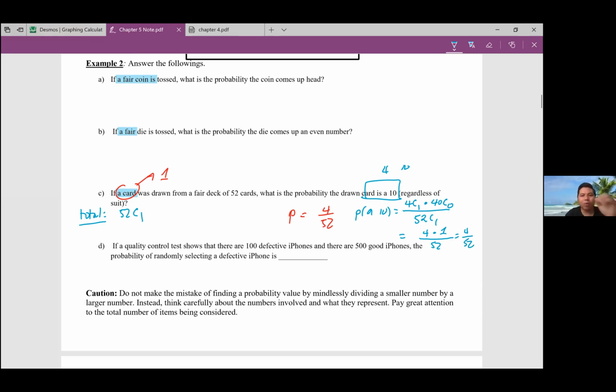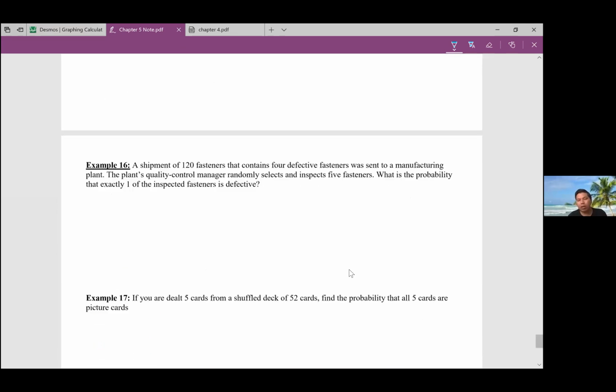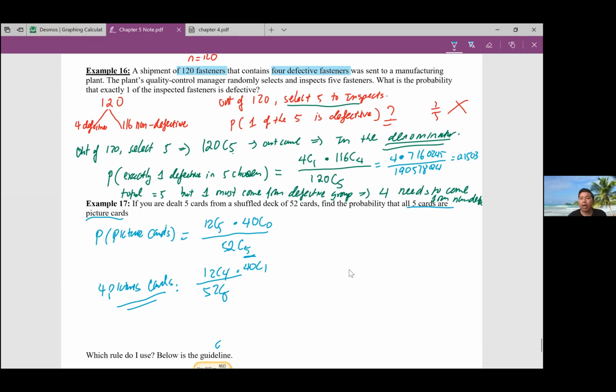But you only pick one card. Would it be faster to do 4 out of 52 than to go through combinations? Absolutely. However, combinations decide for us if we choose more than one card, because we have to look at the possibilities. I can choose a 10 first, or I can choose a 10 after. We have to look into all that possibility. That's why in the last example, we didn't choose a single card, but chose 5 cards, and therefore apply combinations. Make sense?